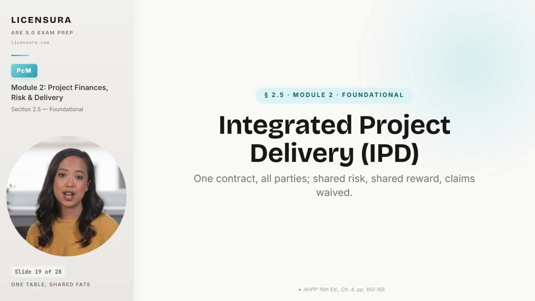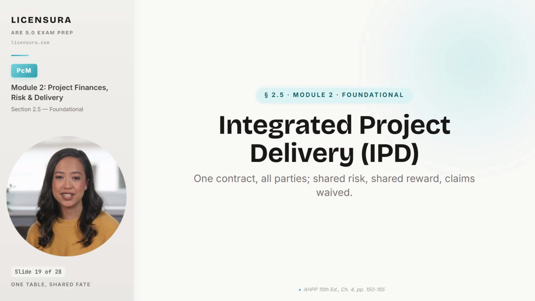IPD, Integrated Project Delivery, is not really a procurement form. It is a legal and financial restructuring of how the owner, the architect, and the contractor relate to one another. Instead of separate contracts that point in opposite directions, the three parties sign one agreement. The standard form is the AIA C191, the multi-party agreement. Profit is pooled and put at risk.